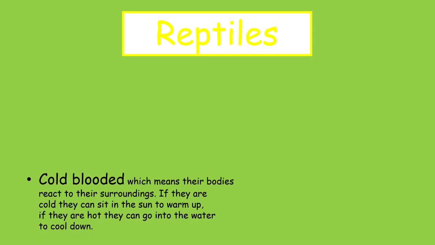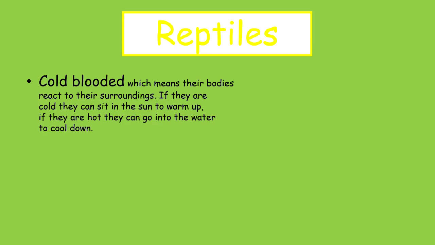So now let's have a look at reptiles. Reptiles are cold-blooded. Now, this is very important and very different from humans. It means that their bodies react very quickly to where they are. If they're cold, they can go to the sun to warm them up. If they're too hot, they'll go into the water or a cool, shady place to cool their bodies down. Their bodies are covered in scales. We'll look more closely at reptiles and we'll zoom in to see what scales look like when we look at them closely.